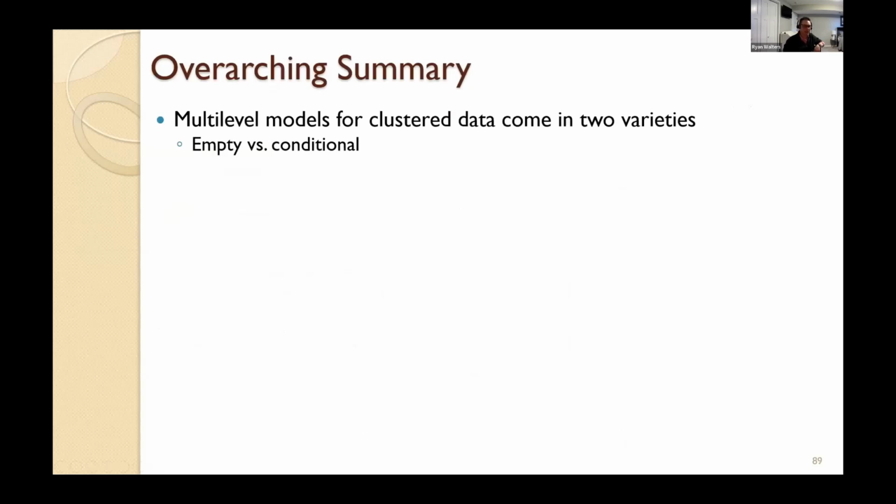So multi-level models for clustered data, there's really only two varieties here. Empty, meaning no predictors, and conditional, meaning with predictors. Modeling clustered data is simpler than modeling longitudinal data because you don't have to have a model for time.